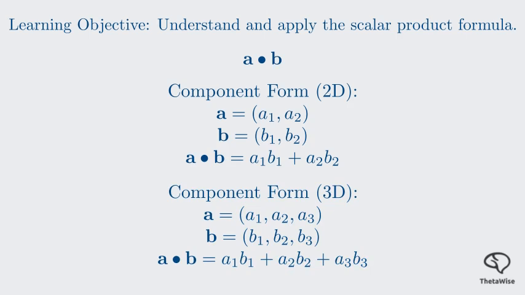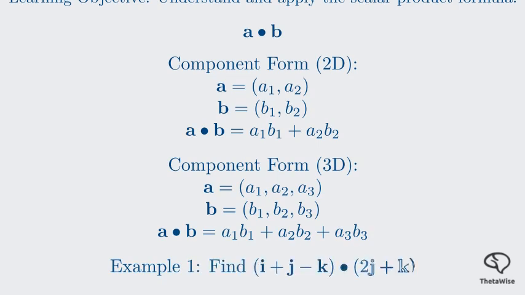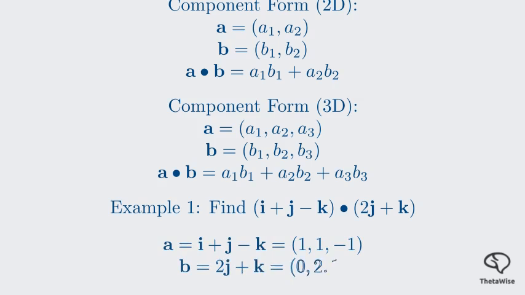Let's work through some examples to practice. Consider finding the scalar product of the vectors 2i plus j minus k and 2j plus k. First, it's helpful to write these in component form. 2i plus j minus k becomes 2, 1, minus 1, and 2j plus k becomes 0, 2, 1. Remember that if a component isn't explicitly written, it's 0.